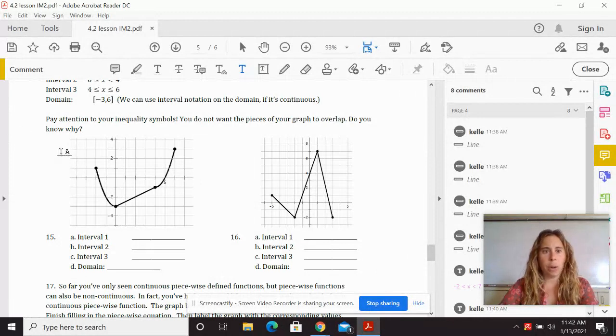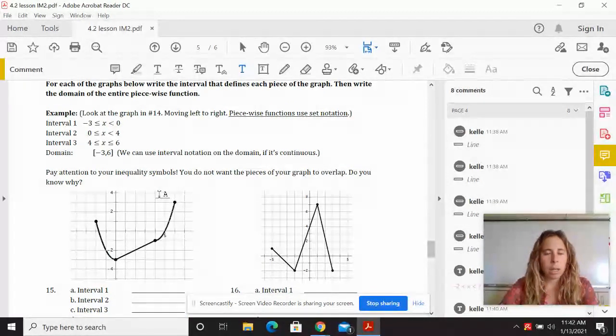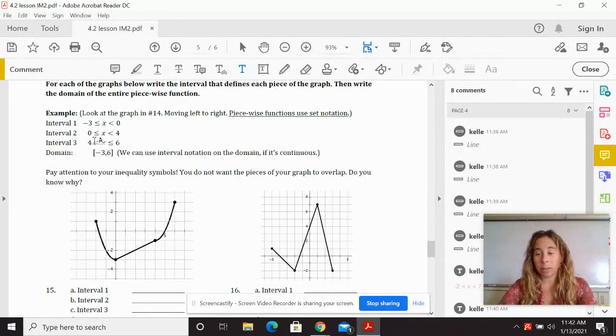Pay attention to your inequality symbols. What does that mean? It means, like we've been talking about, they could have made this one equal to 0, but instead they did that one. That's fine. Sorry, that sounded really aggressive. That's fine. You can only do one though. These cannot both be equal to 0. And then the second two, these cannot both be equal to 4. Pick one.